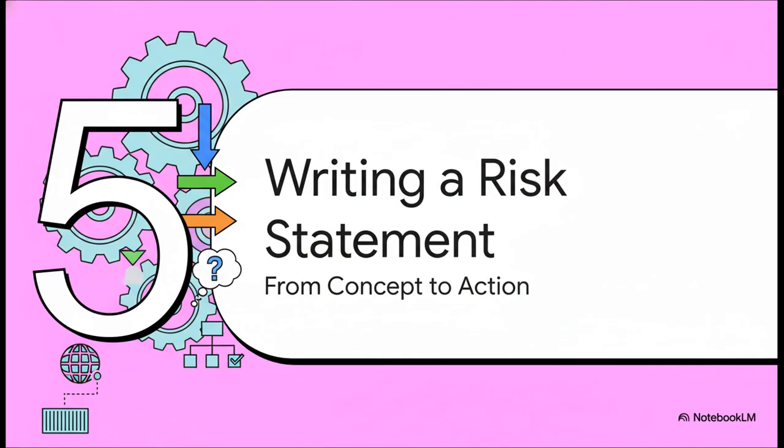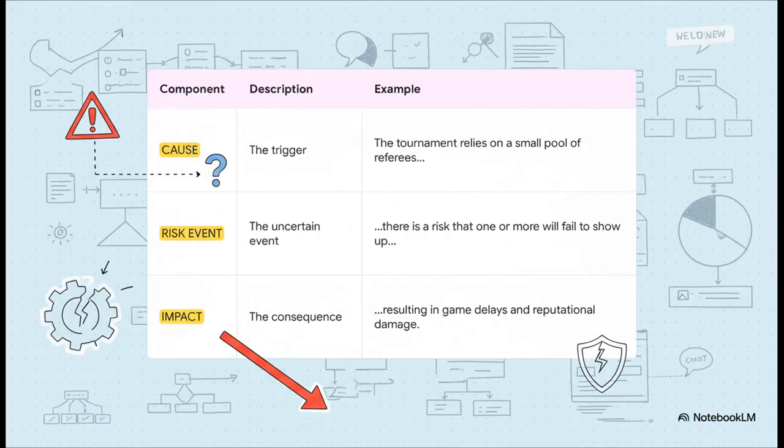Okay, our final topic. And this one is a practical skill that will immediately make you look like a pro. How do you articulate a risk? How do you take that worry in the back of your head and turn it into a clear professional statement that everyone can understand and act on? There's a 3-part formula. Every well-written risk statement has this cause-risk-impact structure.